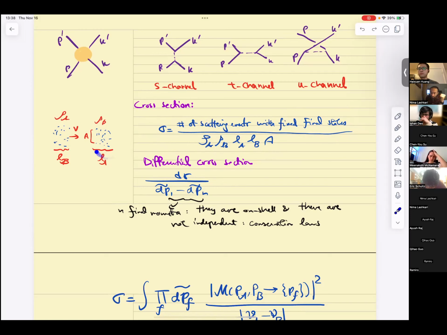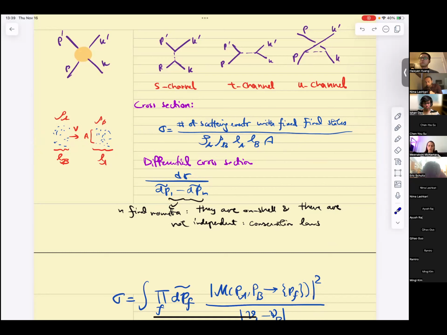What we have is 2 beams: a beam of particles A, with density rho A, and a beam of particles B. The beams have an overlap with some surface area A, right? So clearly the total number of scattering events is proportional to A, proportional to the density of particles B, proportional to the density of particles A, the length of beam A, and the length of beam B, right? That's why we divide by these numbers, so that we define the cross-section, right?